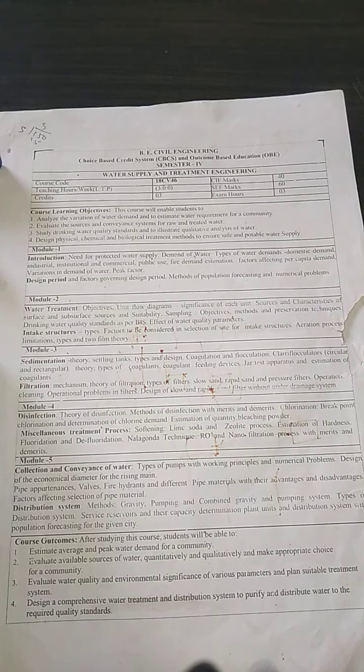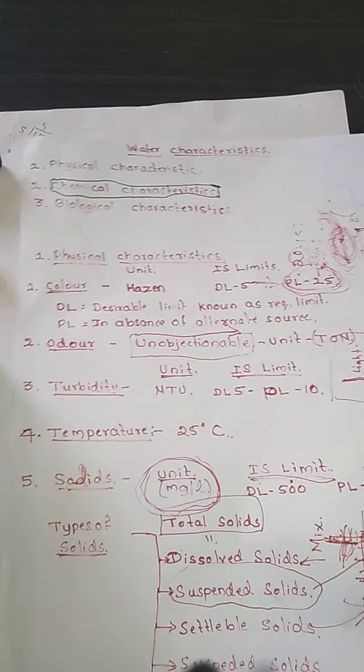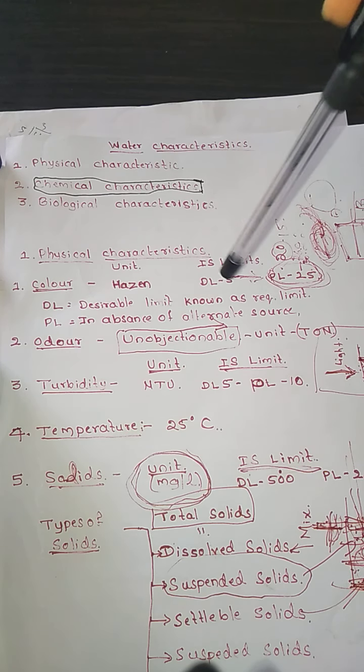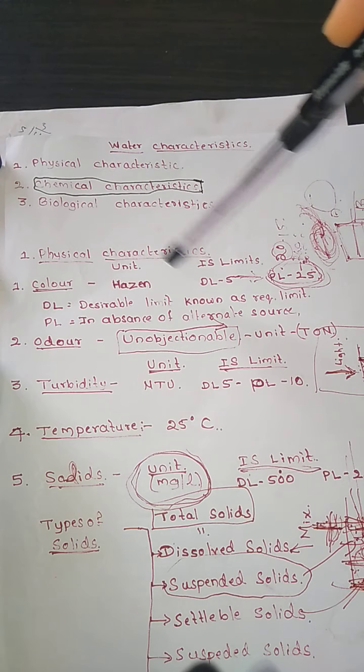Then water quality, the BIS standards. Here the water quality standards, we are going to divide into three different types. So here we call it water characteristics. In that we are going to have the physical characteristics, chemical characteristics and biological characteristics. For physical, we will just discuss what the BIS standards are.